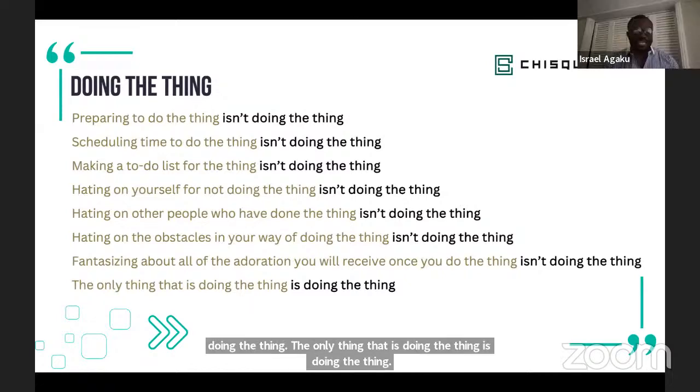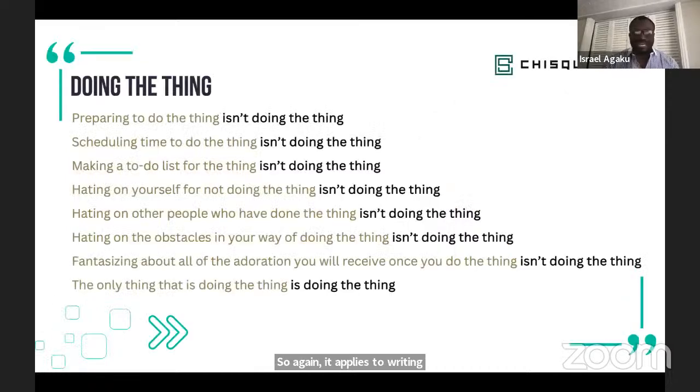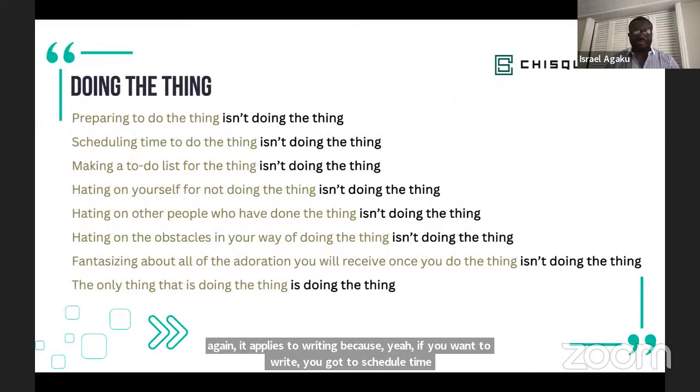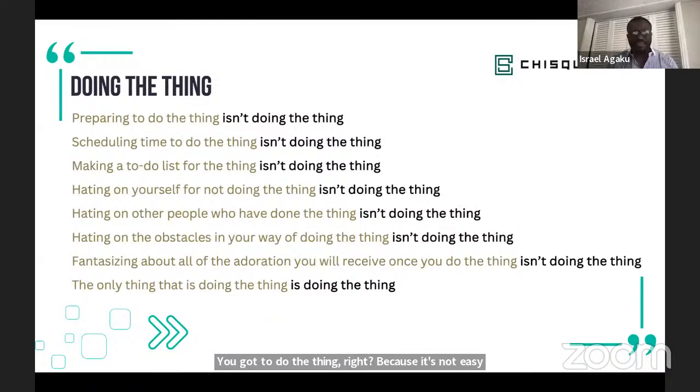So again, it applies to writing because, yeah, if you want to write, you got to schedule time. You got to do the thing, right? Because it's not easy. If it were easy, everybody would be doing it. But that's the story for today. I'll stop here and take questions.